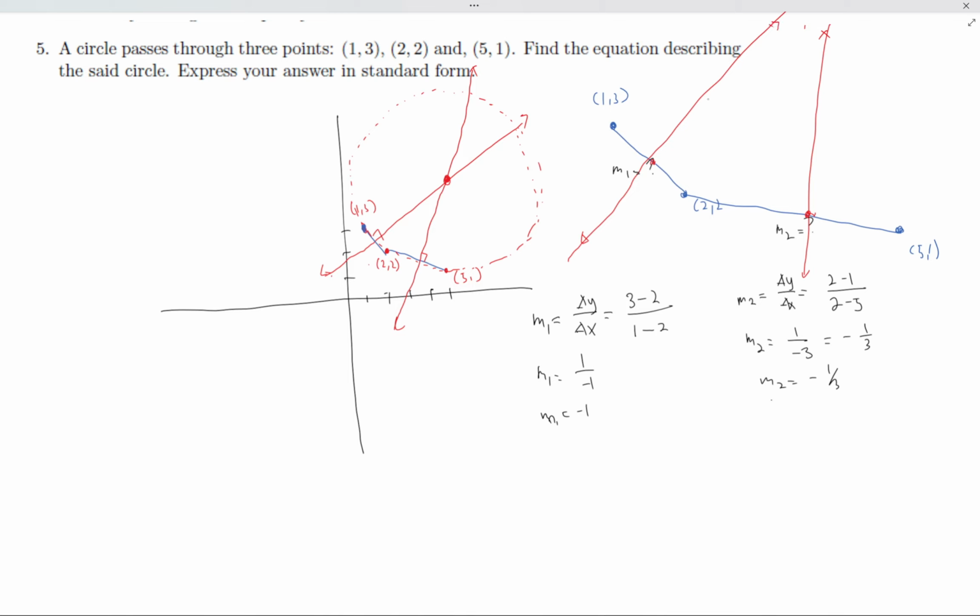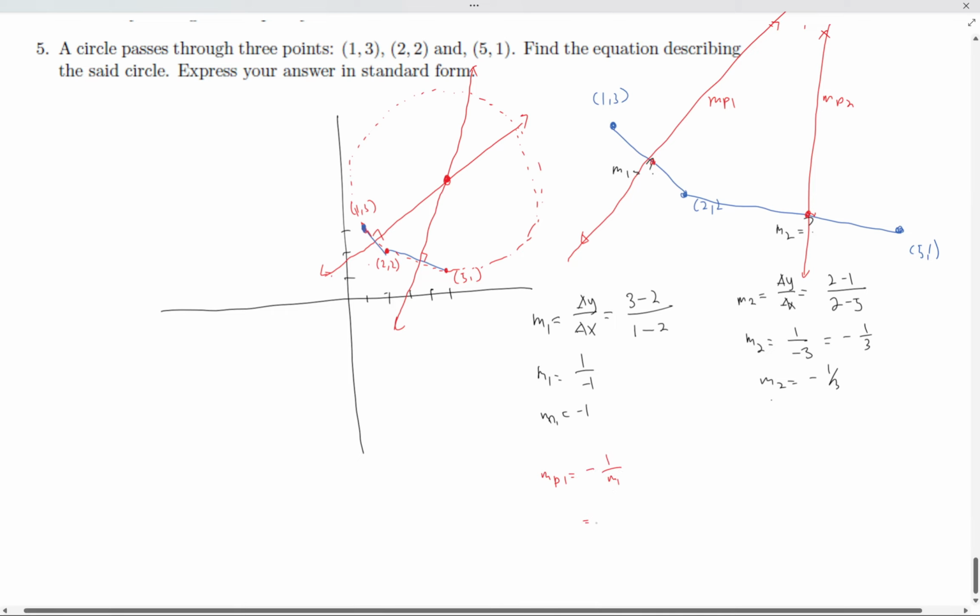Now let's call the slope of this one mp1, and let's call this mp2, meaning they are perpendicular slopes rather than their reference slopes. So mp1 must be the negative reciprocal of m1. In this case, that is negative 1 over m1, which is negative 1. So mp1 therefore must be equal to positive 1.